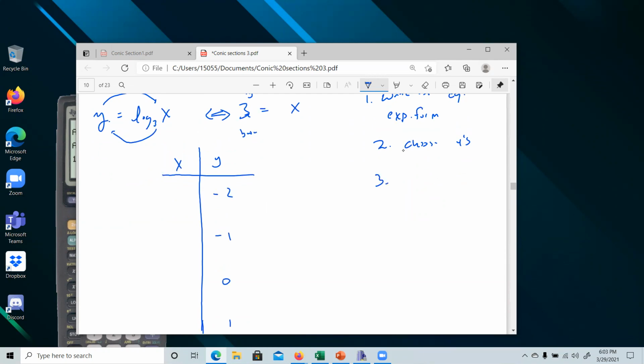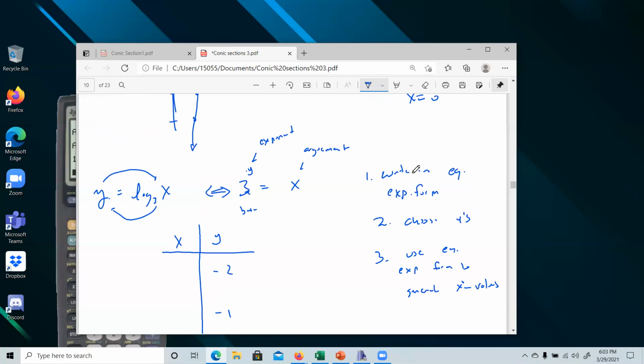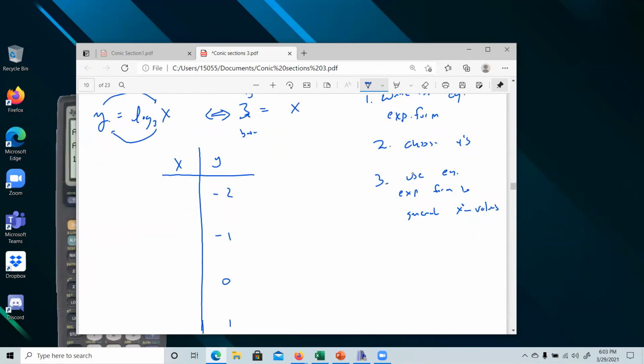Step 3 is we're going to use our equivalent exponential form to generate our x values. Okay, so there we go. We're going to say 3 to the 0 is equal to 1. By the way, if we don't mess with it and do a vertical or horizontal shift, a logarithm is always going to cross through this point.